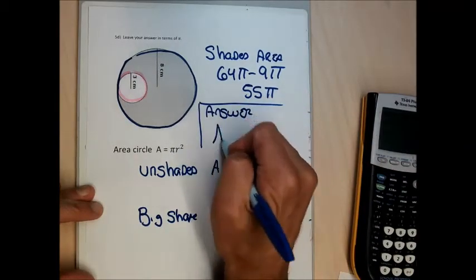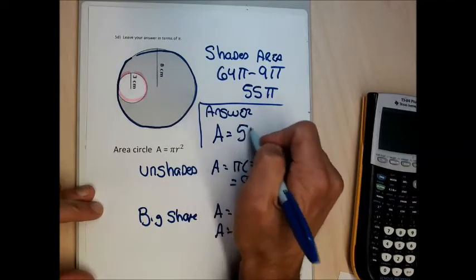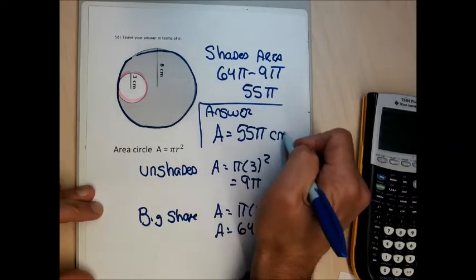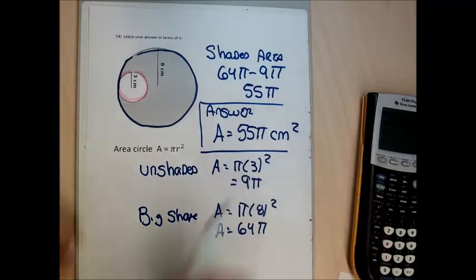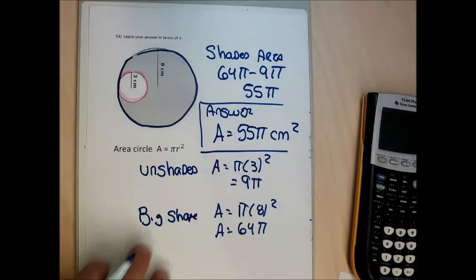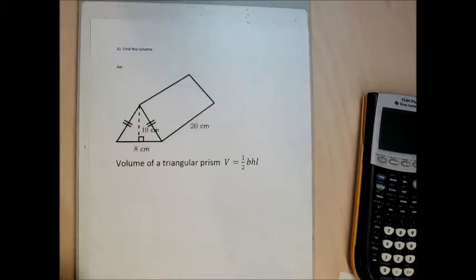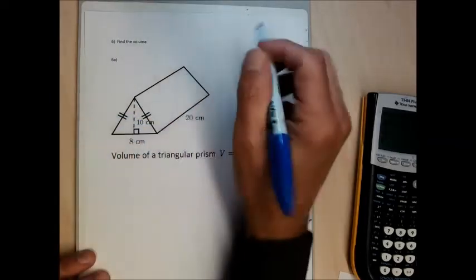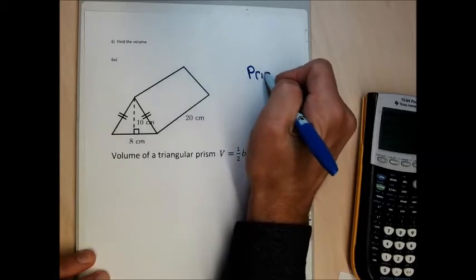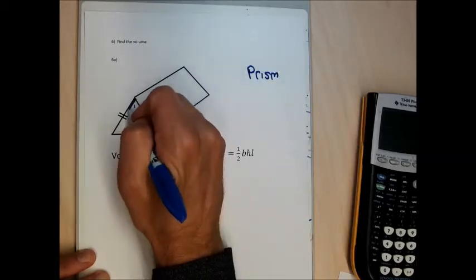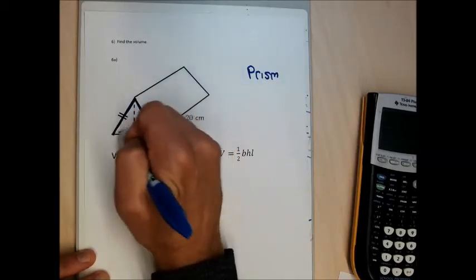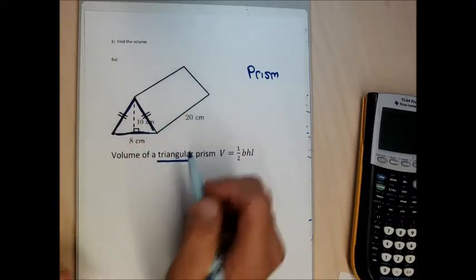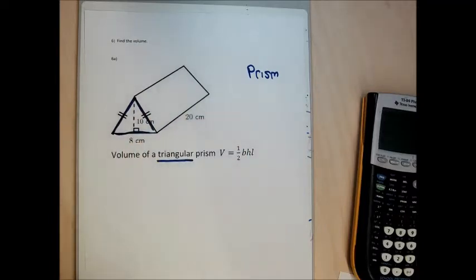And I might say A for area equals 55 pi, and then my units have to be centimeters. But now we're into volumes, which means we have to recognize the names of the shape. This I could look through, so it's some sort of prism. And because the side I can look through is a triangle, it's a triangular prism. So I had to identify the shape because the shape wasn't given to me on the formulas.